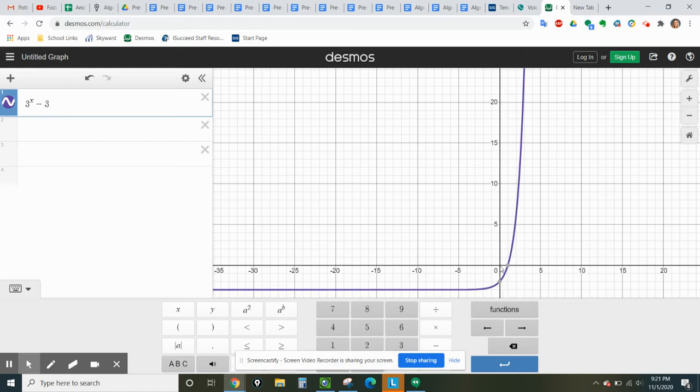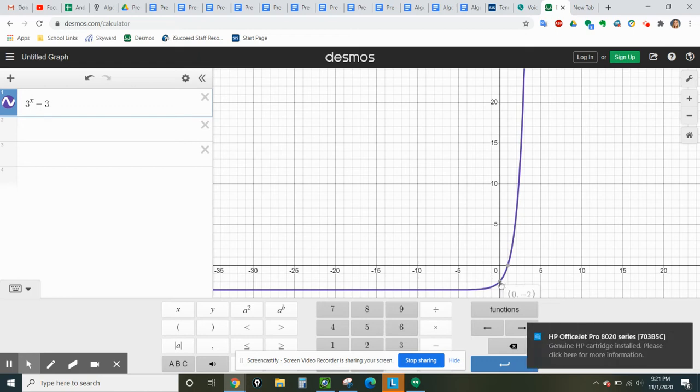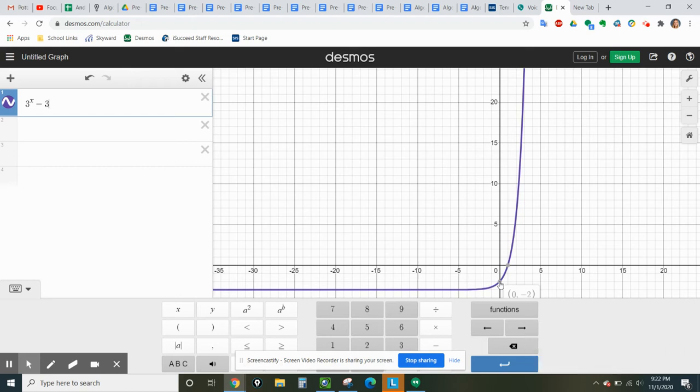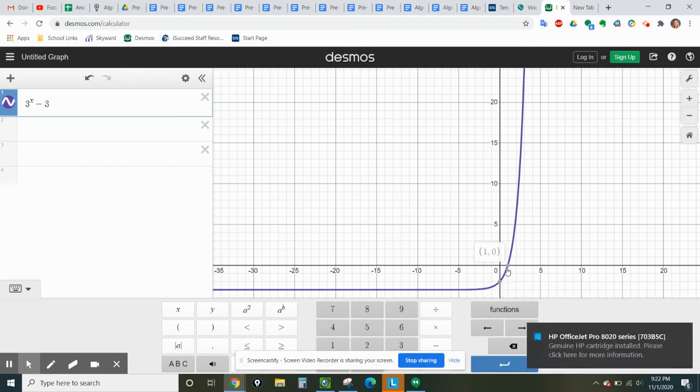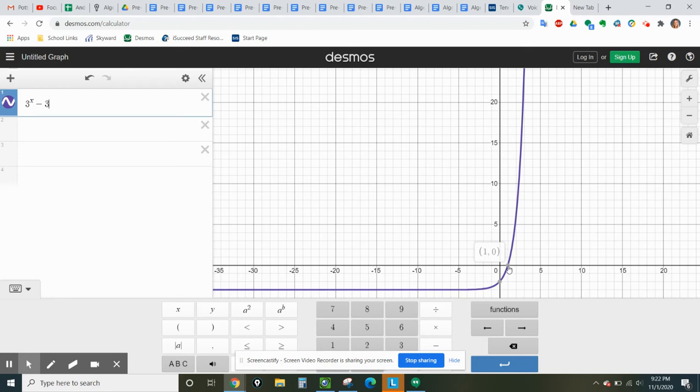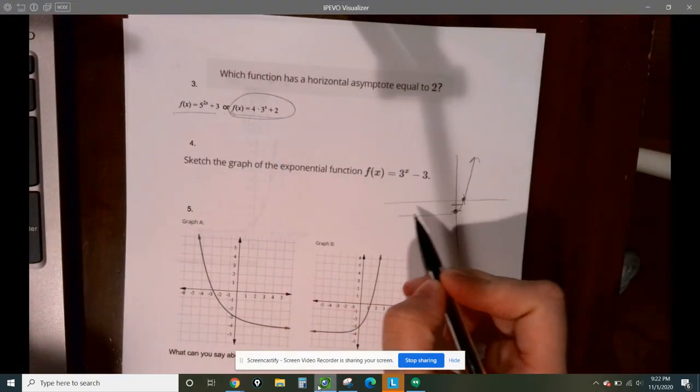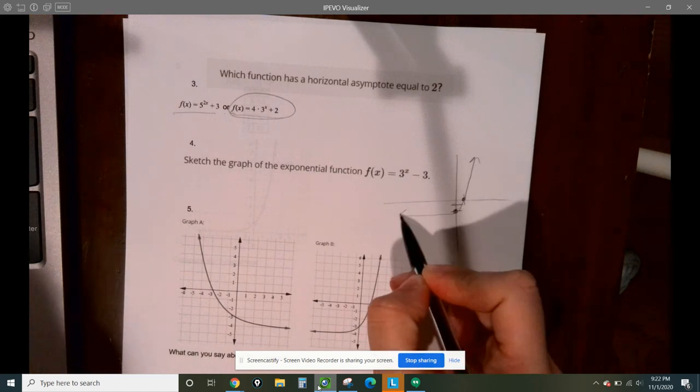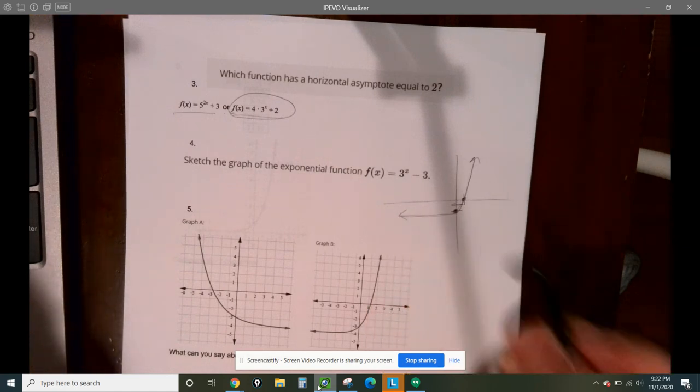So if you wanted to just sketch this, you're going to have that horizontal asymptote at -3. And you can see where it crosses the y-axis right here at 0, -2. So I'm going to sketch that on my graph. And then you can see it crosses the x-axis here at 1, 0. So I'll show you what my sketch looks like. So all I did was I put those 2 points on, and then I kind of sketched just the general curve there.